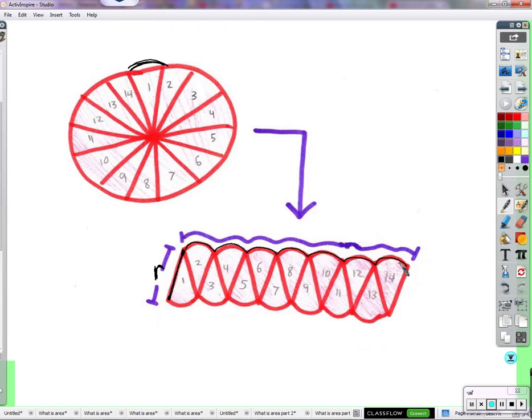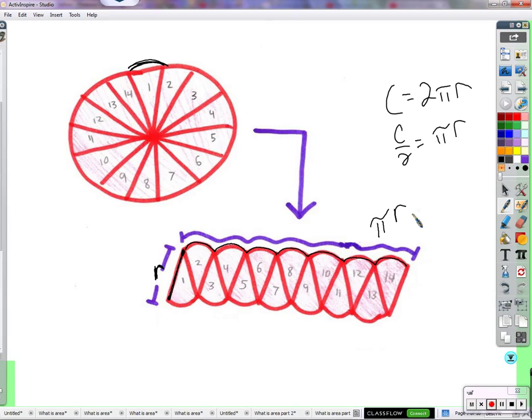Where are these little arcs coming from? It's coming from the circumference. How much of the circumference is just the top part here? Half of it. The circumference is 2 pi r, so half of the circumference is 1 pi r. So that's r and that's pi r. That's not terribly useful. That's not a rectangle.